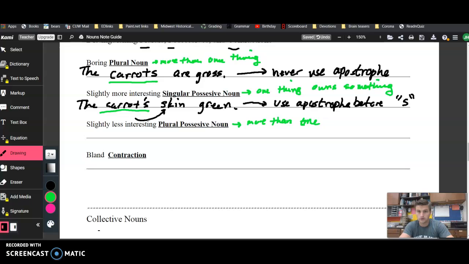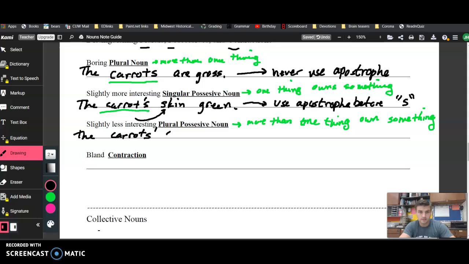More than one thing owns something. So we are plural this time, so all of the items that we're talking about own something. Let's say something like this. The carrots, and in this case we're talking about more than one carrot.